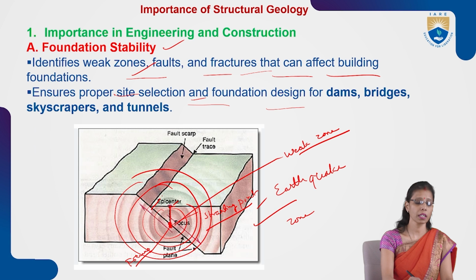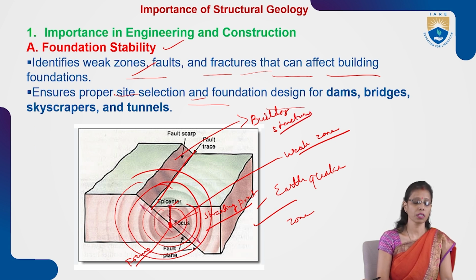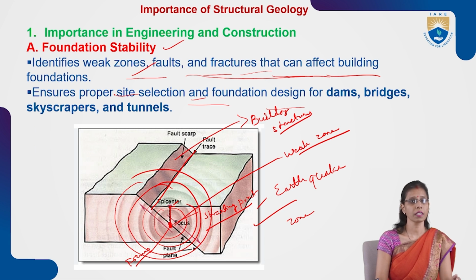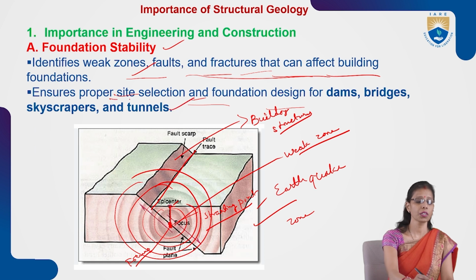When a building structure is established on such a zone, there is a chance of failure in the future. So we have to understand foundation stability. We should understand whether the foundation is proper or not, and only then go for construction work in such zones. Fault zones and fracture zones can affect building foundations, because if an earthquake has occurred once, there is a chance that it may occur many times in the future. This ensures proper site selection and foundation design for dams, bridges, skyscrapers and tunnels.